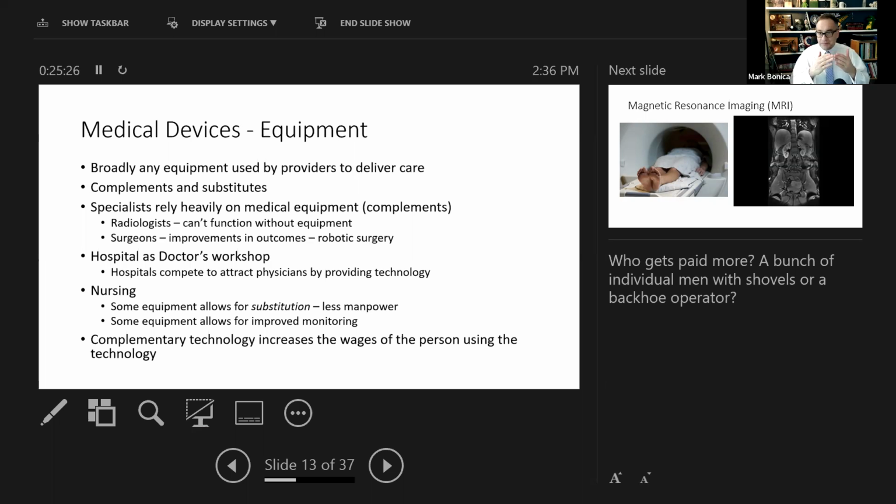It's a pretty good example of perfect complements. Now, surgeons use all sorts of technology as well. Nobody wants to have surgery without anesthesia. That's a pretty perfect complement. But a surgeon can work without it, just can't work very well. But they also have tons of technology that helps them perform their surgeries better.